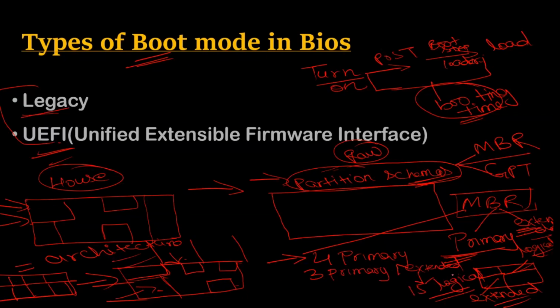But these logical partitions depend on this extended partition. When you delete the fourth extended partition, all the logical partitions will automatically be deleted too. But these three primary partitions are independent. If you delete any one of these three primary partitions, it will not create any impact on any other partition. So this is a limitation in MBR.